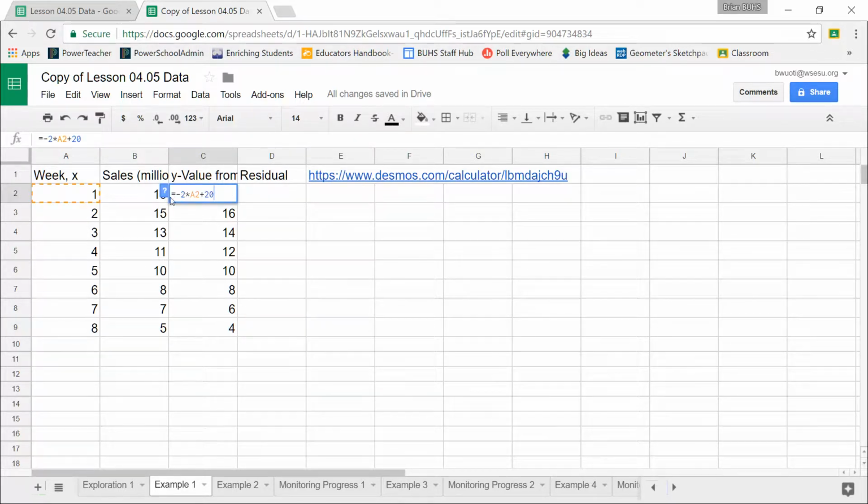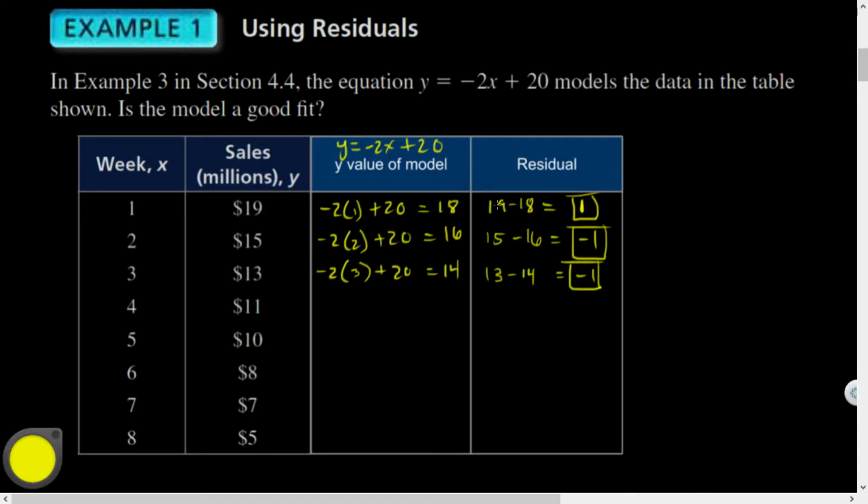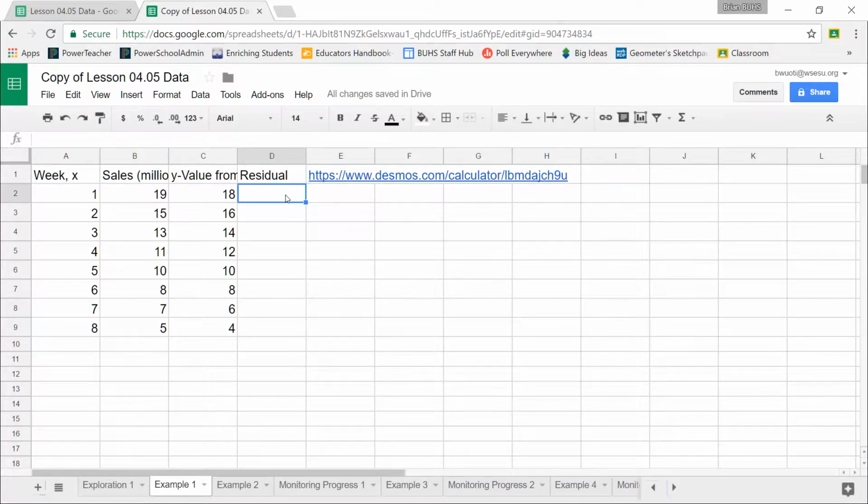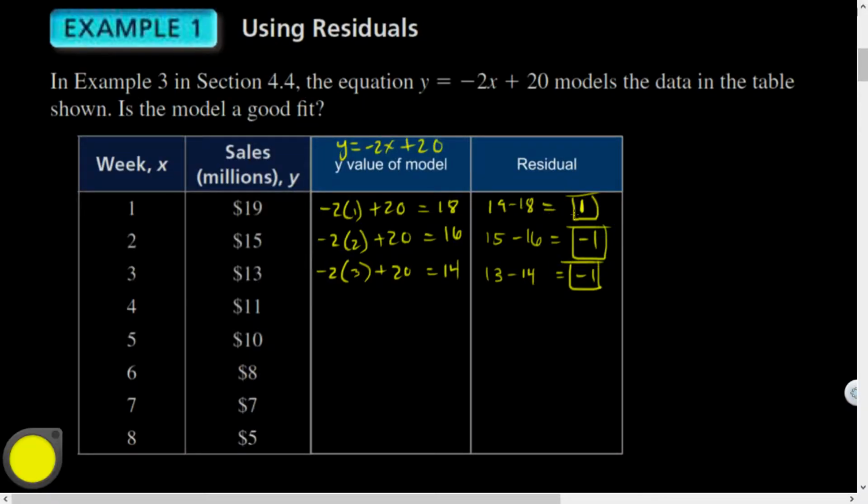Did you write in the equation equals negative 2 A2 plus 20? Yep. All right, for the residual, how did we calculate the residual? We took the actual and subtracted the predicted. So over here, I'm going to make a new formula. I'm going to hit equals, so the spreadsheet knows it's a formula. I'm going to say take this B2 and minus C2. And if I hit enter, it tells me the residual is 1, which is what I had there.